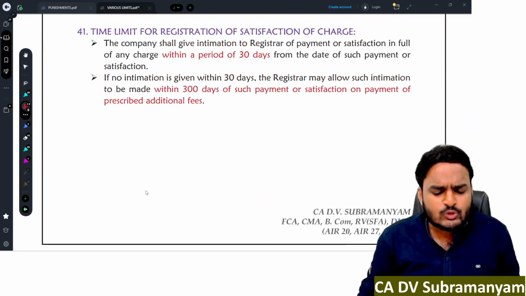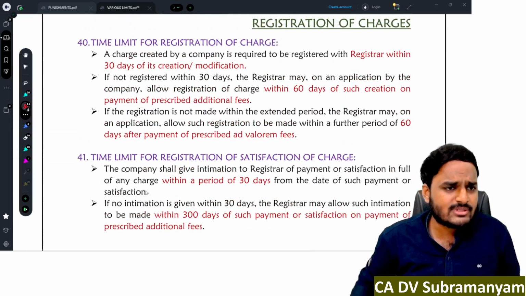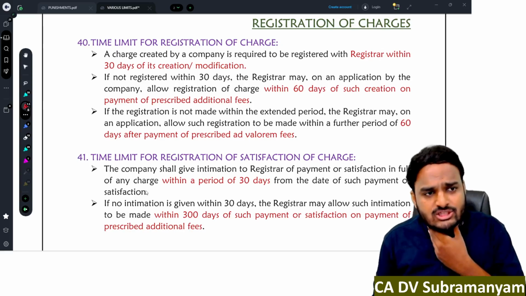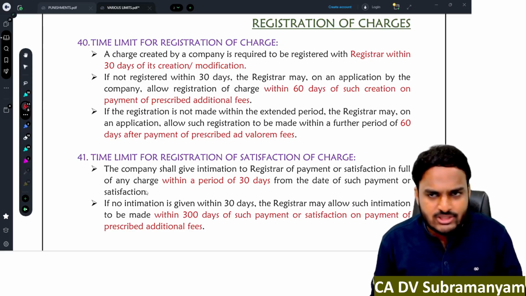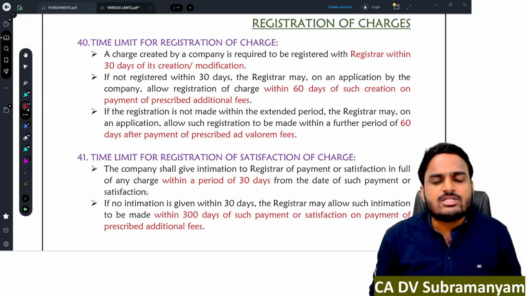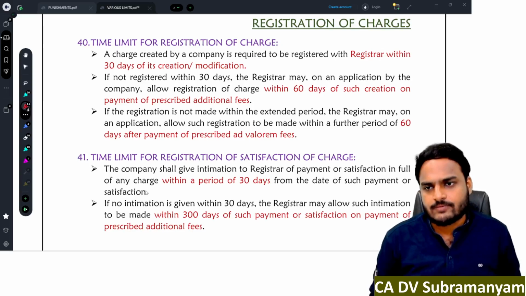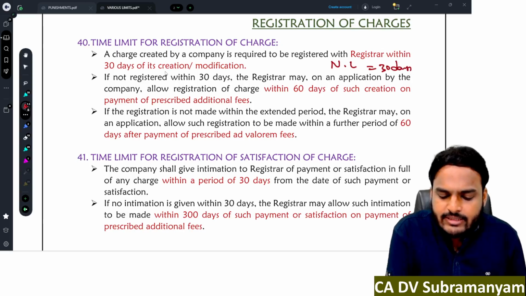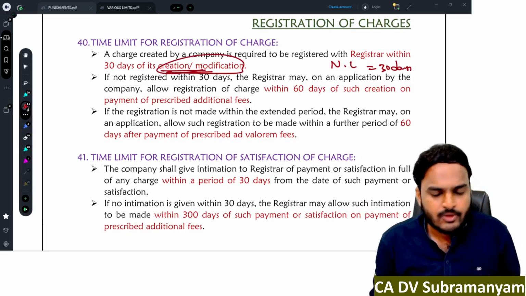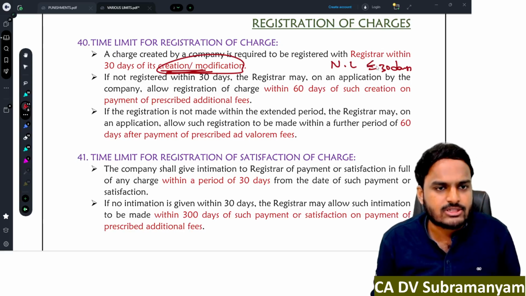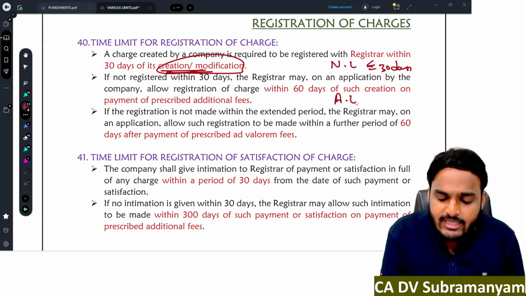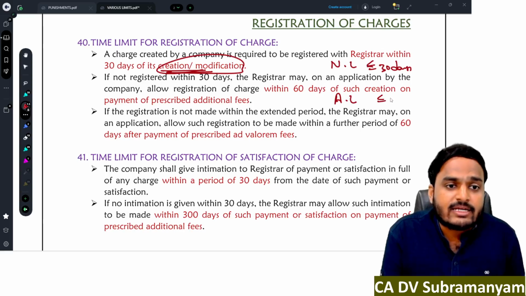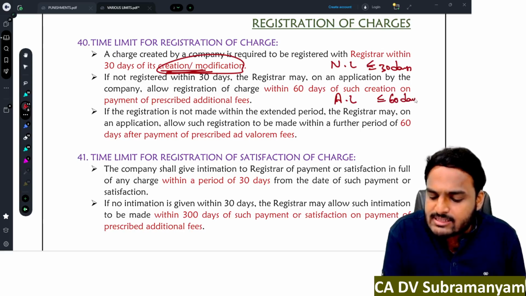Next, charges. Only 2 time limits are there. One is registration of creation of charge, registration of modification of charge. And the next one is registration of satisfaction of charge. The normal time limit is 30 days of creation or modification. Additional time limit is next 30 days. That means total 60 days of creation or modification.